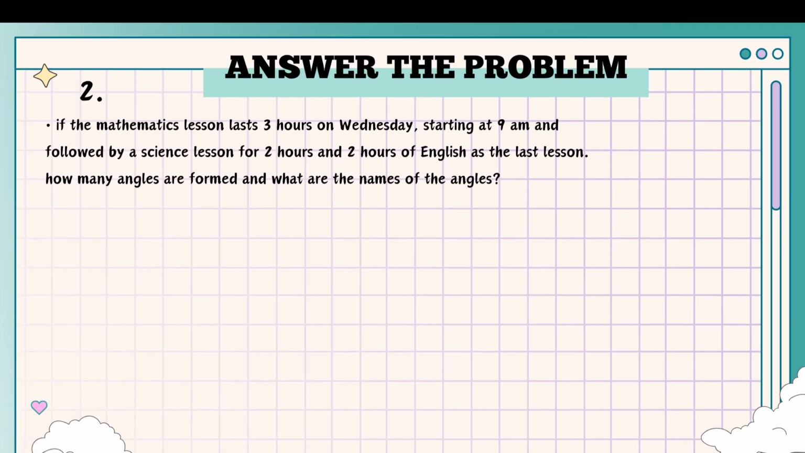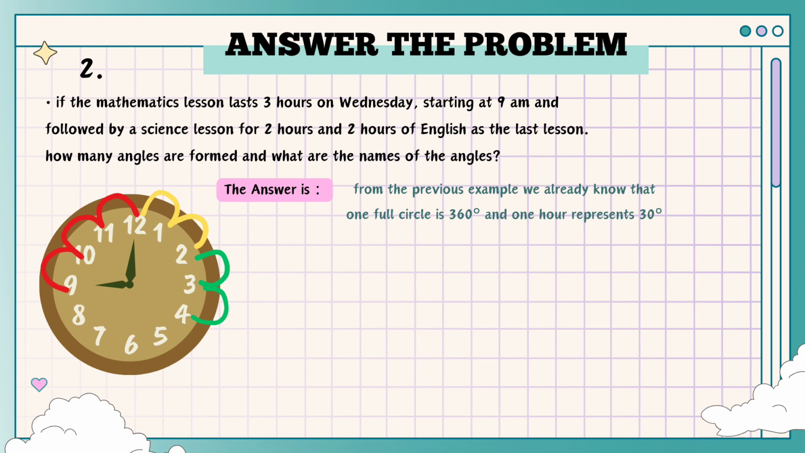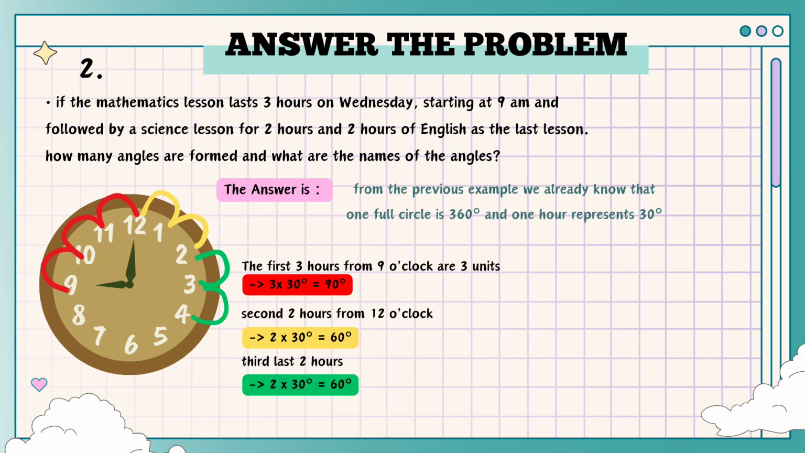Next problem, if the mathematics lesson lasts 3 hours on Wednesday, starting at 9 a.m. and followed by a science lesson for 2 hours, and 2 hours of English as the last lesson, how many angles are formed and what are the names of the angles? From the previous example, we already know that one full circle is 360 degrees and 1 hour represents 30 degrees. Based on the question, first, 3 hours from 9 o'clock is 3 units. 3 times 30 degrees equals 90 degrees.